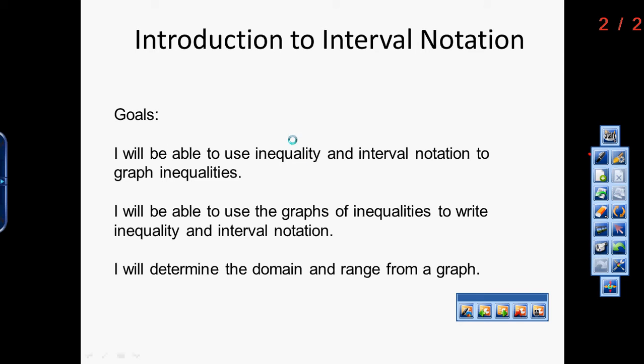Okay, today we're going to look at an introduction to interval notation. So what you should be saying is the three things I will be able to do when Ms. Head is done teaching me this lesson is I will be able to use inequality and interval notation to graph inequalities. I will also be able to use graphs of inequalities to write inequalities and interval notation. And I will also be able to determine the domain and range from a graph. So let's get started.